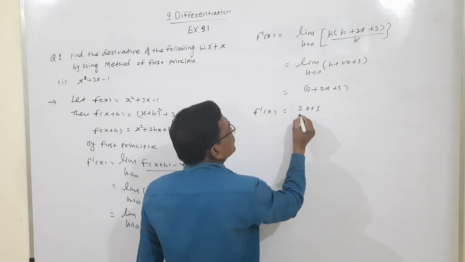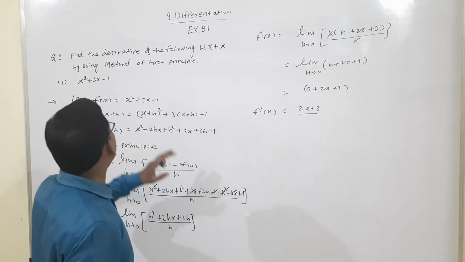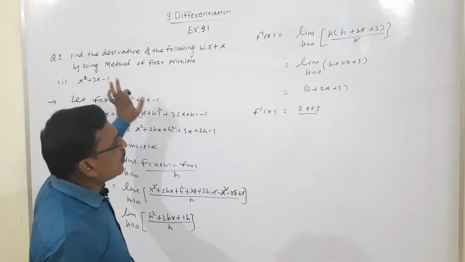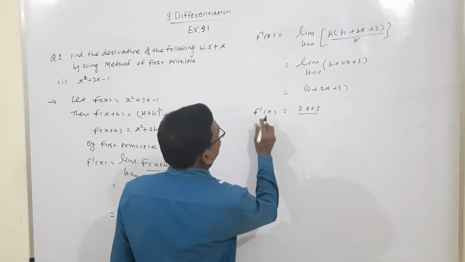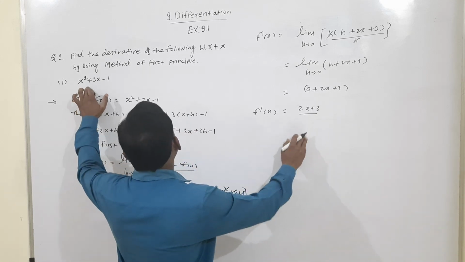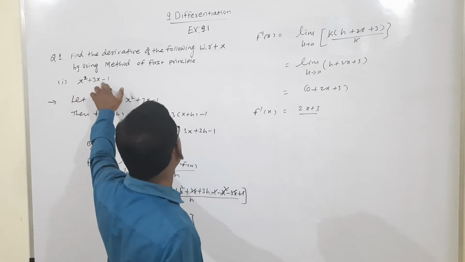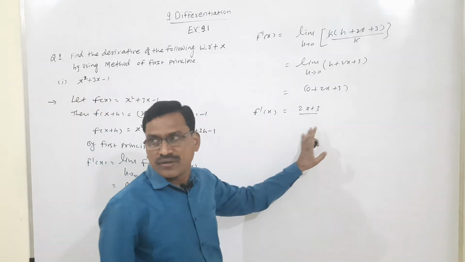So this is the derivative of x square plus 3x minus 1. Hence we have to find the derivative of this function. The derivative of this function x square plus 3x minus 1 is 2x plus 3.